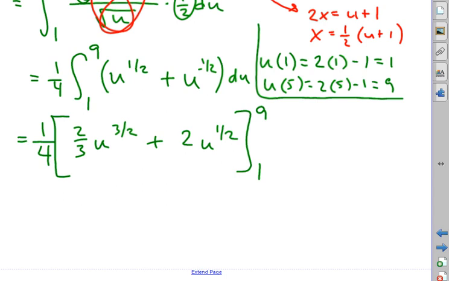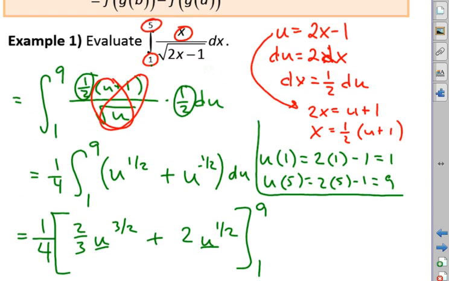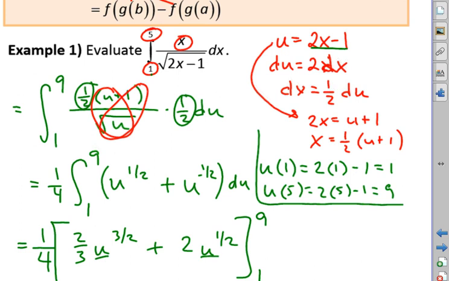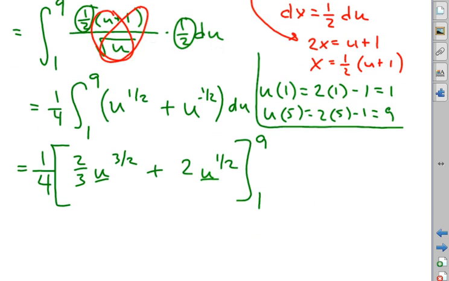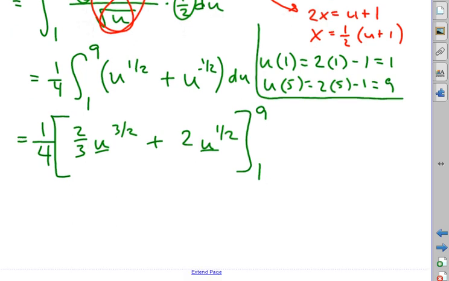You do not, like you do with the indefinite, have to replace these u's back in terms of x. You don't have to go back and now put 2x minus 1 in. If you did that, you'd have to go back and change the 1 and the 9 back to the original limits of 1 and 5. So now all you have to do is, these are in terms of u, this is in terms of u, so now you just simply evaluate.